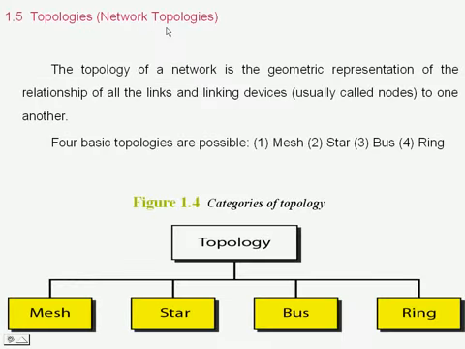Topologies. Next topic is topologies. What are the different types of network topologies? We are going to see the different types of network topologies and their advantages and disadvantages. Topology of a network is the geometric representation of the relationship of all the links and linking devices to one another. There are four basic topologies available: mesh, star, bus and ring.